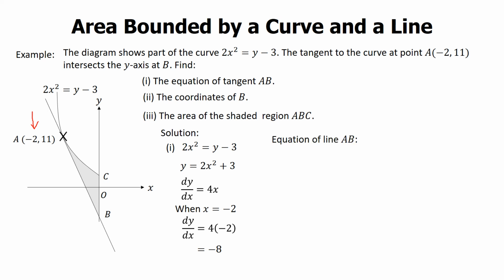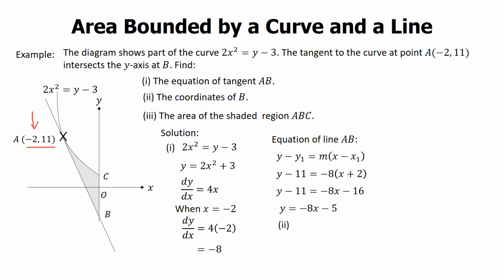Then we can form the equation of the line AB by using the coordinates of A, where the x value is -2, the y value will be 11. So applying this formula, y - y1 = m(x - x1). So y - 11 = -8(x + 2). Then we expand the bracket, y - 11 = -8x - 16, and make y the subject, so y = -8x - 5. This is the equation of the line AB.